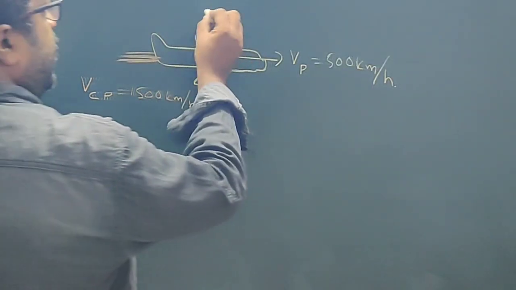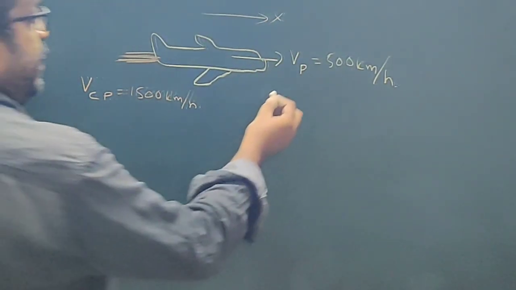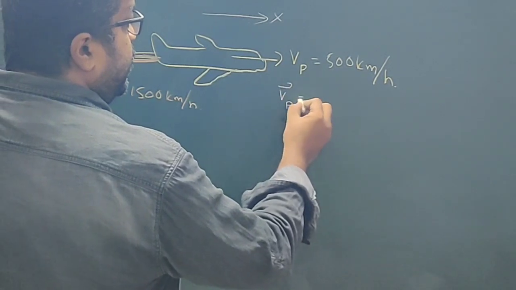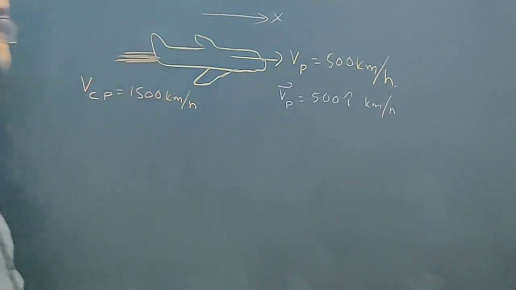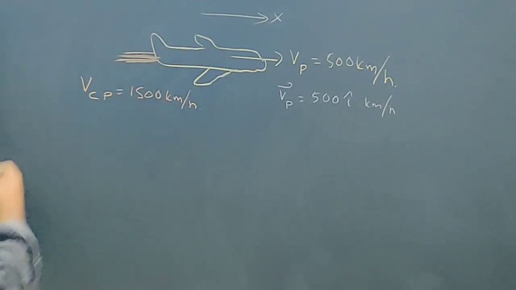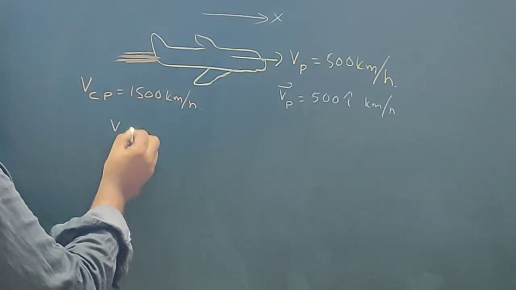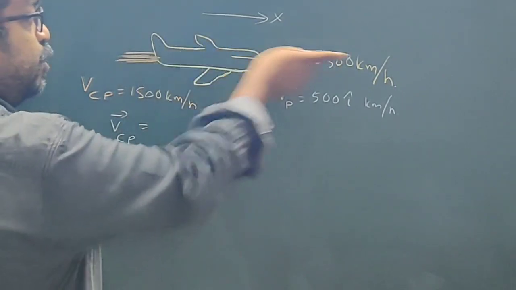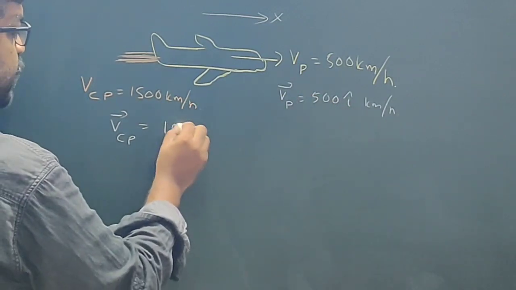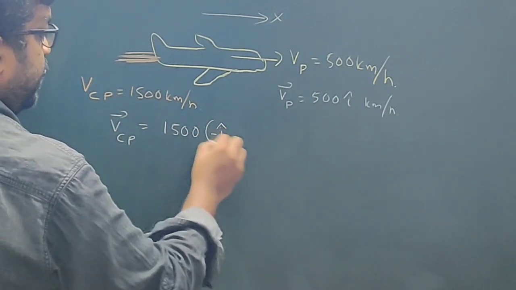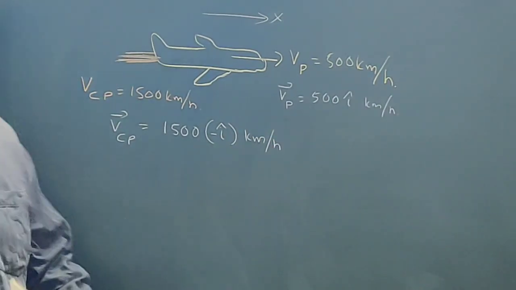See, if we take this direction as the positive x-axis, I can write Vp vector as 500 i cap km per hour. Now this is moving in the upward direction, and this is moving in the opposite direction. So I will write Vcp vector in vector form as, if this is the positive x-axis, this will be the negative x-axis. So this is plus i cap, this will be minus i cap. So 1500 minus i cap km per hour. So this information is given in the question.